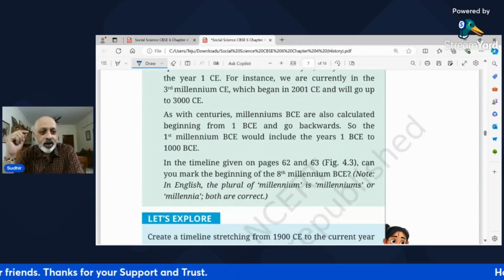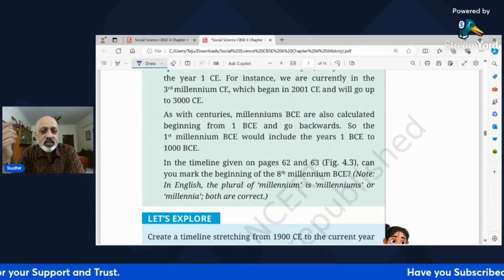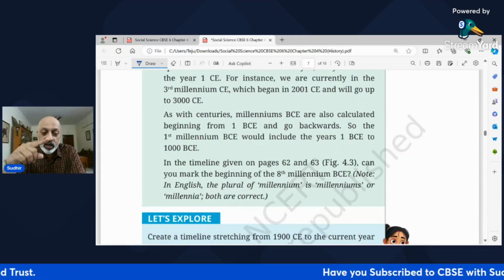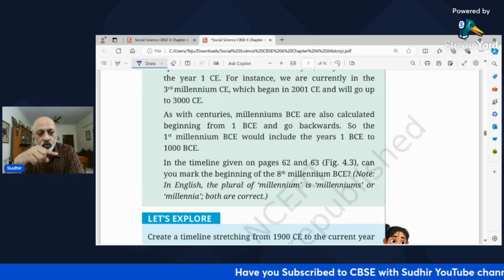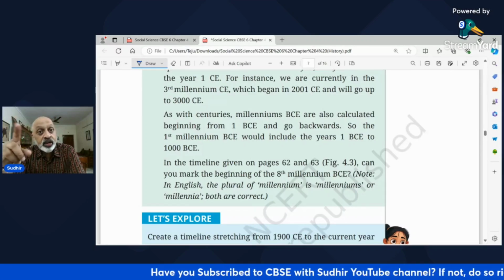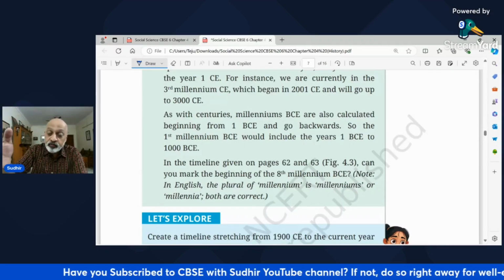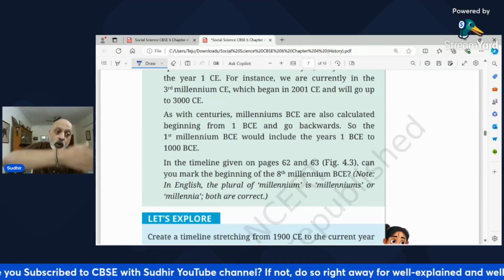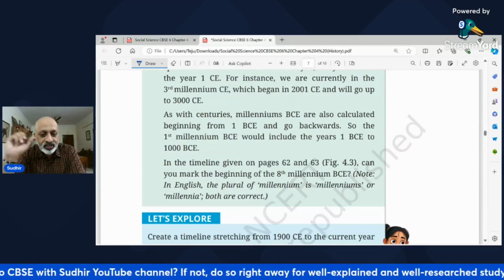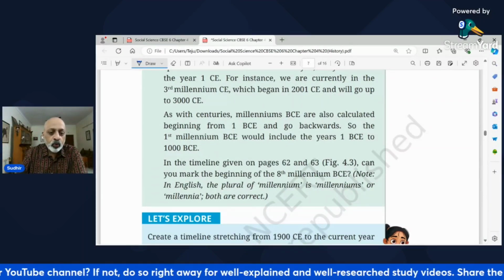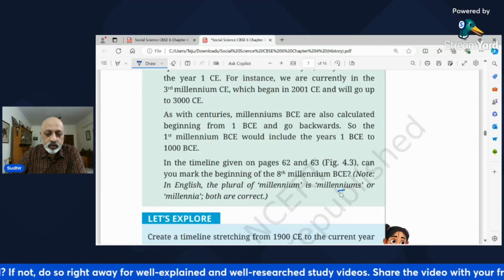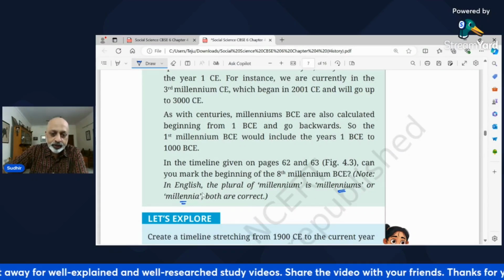Okay. As with centuries, millennium BCE are also calculated starting from 1 BCE and go backward. So first millennium BCE will be from first BCE to 1000 BCE. So that's how it kind of works. And the plural of millennium is both millenniums or millennia. Both are correct.